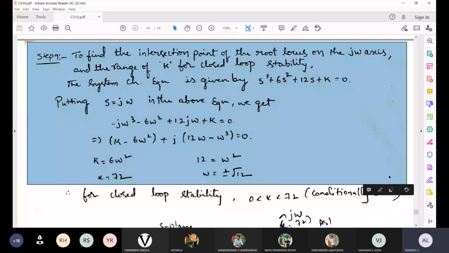So here, putting s equal to j omega, in the above equation we get minus j omega cube minus 6 omega square plus 12 j omega plus k equal to 0. So we get k minus 6 omega square plus j into 12 omega minus omega cube. Upon solving this, k equals 6 omega square, and 12 equals omega square. So omega equals plus or minus root 12. Since omega square is 12, the k value will be 6 into 12, that is 72.